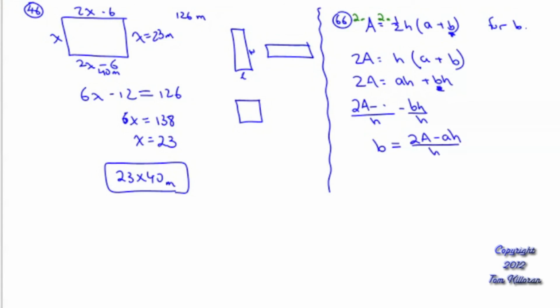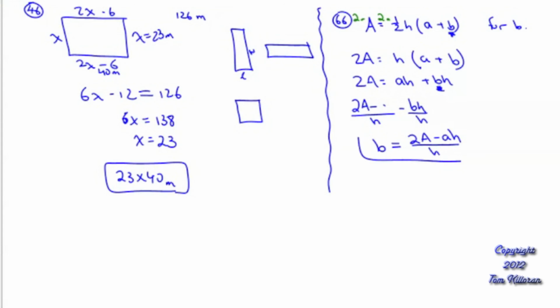Can you cancel the H's? No and yes. Depends on how you tackle it. If you do cancel the H over here, you better write 2A over H on the other side. But I highly suggest you just leave it. Don't try to make it fancy. The only way the H's would cancel is if both terms on the top had it. That's fine though, leave it like this.